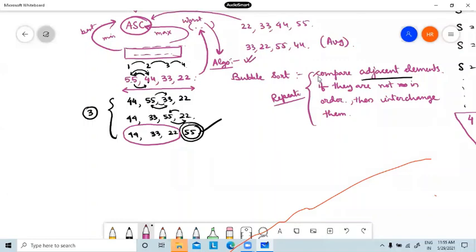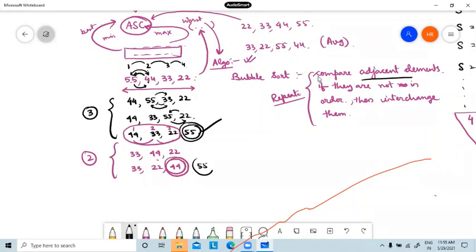Now again for the rest, I will compare. This is first, second, third. First and second: not in order, interchange. Then again 2, 3: not in order, so they will interchange. How many elements? 3. So how many comparisons? 2. So after 2 comparisons, I will get the next element in sorted order. Already 55 is there, so another element is sorted.